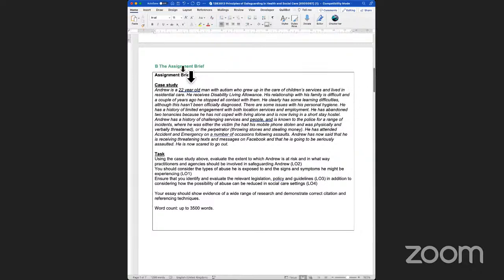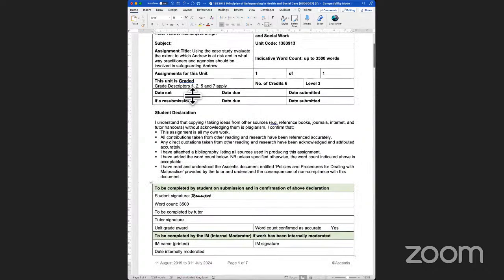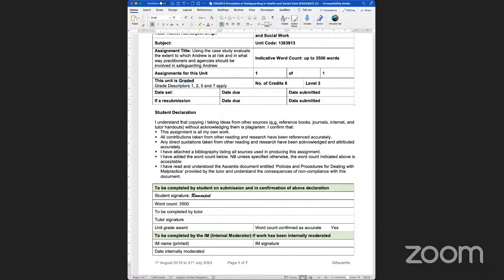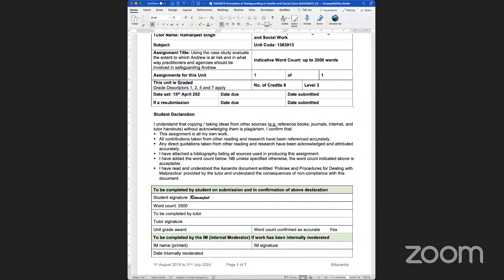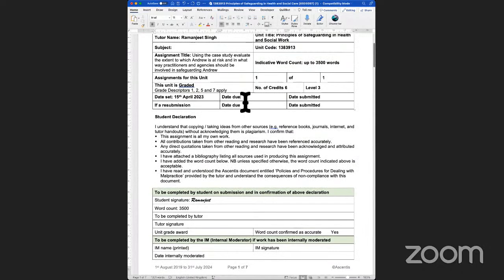Now, after the front cover sheet has been filled, there is part B of the assignment. Here the set date would be the date on which we actually started the unit. If I go back quickly on the calendar, this is where we started: 1, 2, 3, 4, 5. So we started this unit on 15th April 2023. The due date is going to be 15th May 2023.